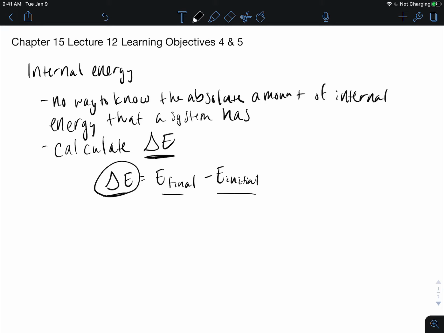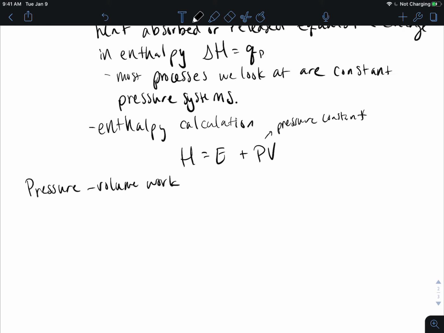So we look at this through pressure volume work. Again, we're talking about reactions. Reactions don't do a lot of work. The only work that is generally done in a reaction is the expansion or compression of a gas.